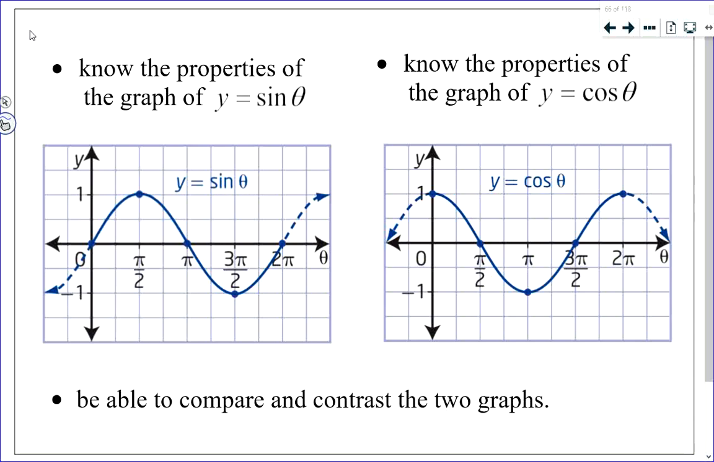I think it's obvious, but just in case it isn't, these two graphs are identical except for a phase shift of pi over 2. If I take y equals sine of theta and shift it pi over 2 to the left, it becomes cos of theta. If I take y equals cos of theta and shift it pi over 2 to the right, it becomes y equals sine of theta.